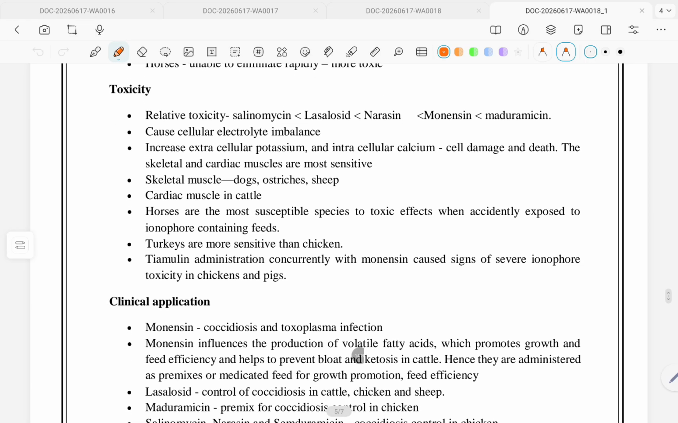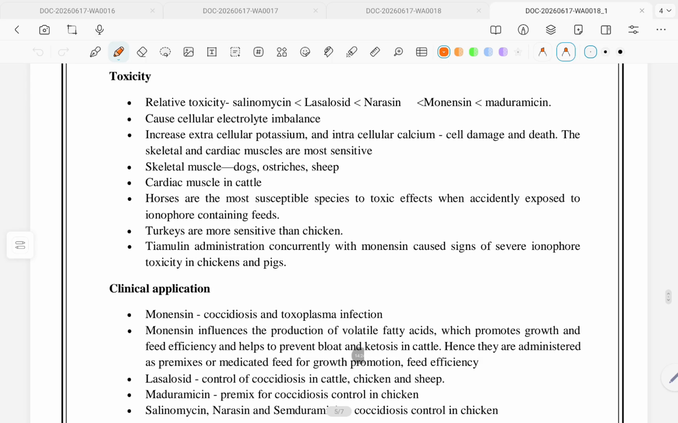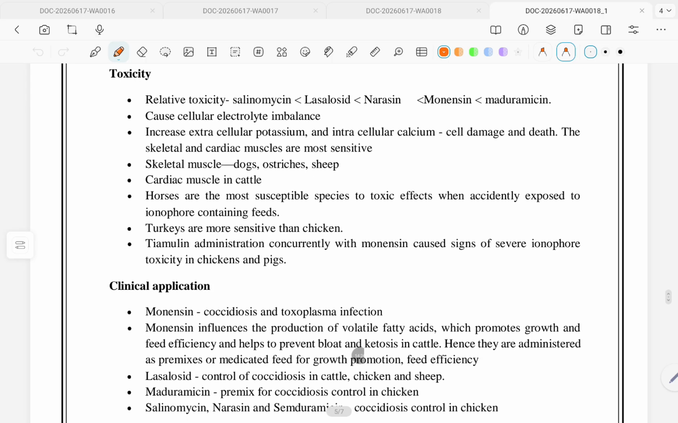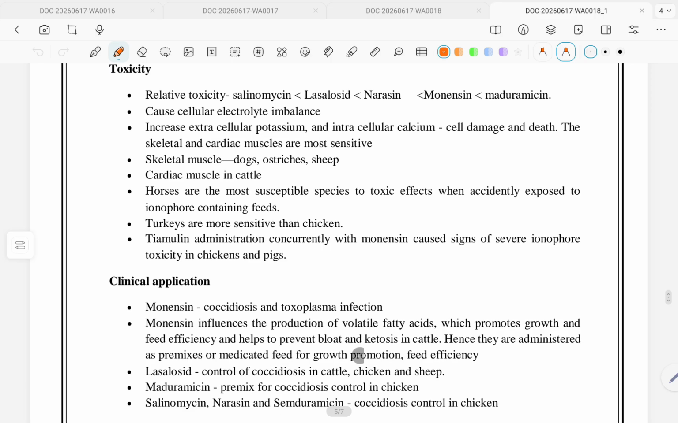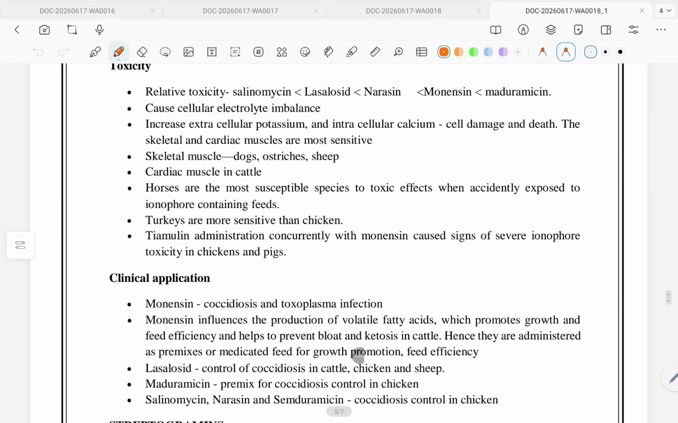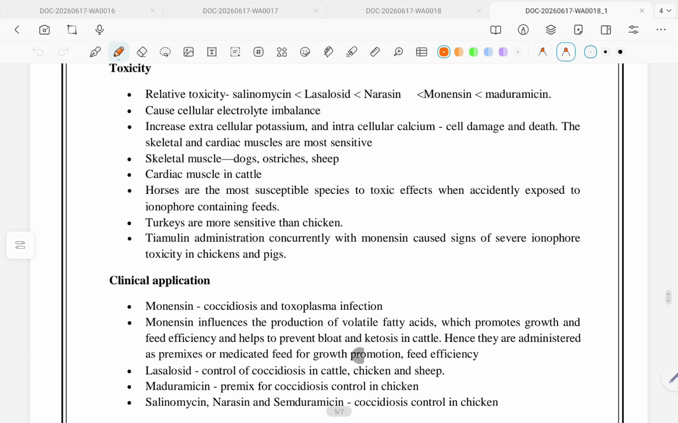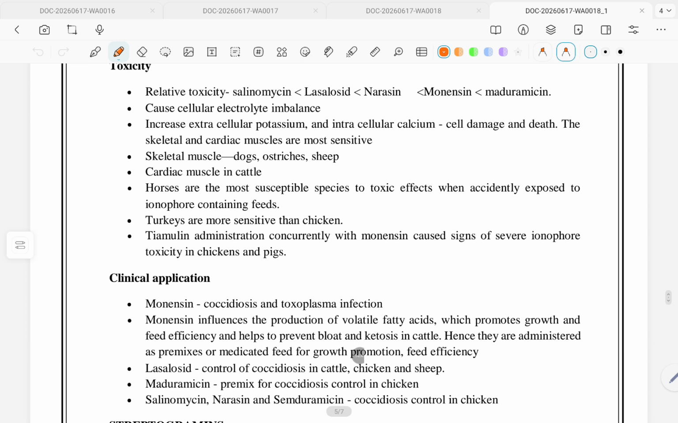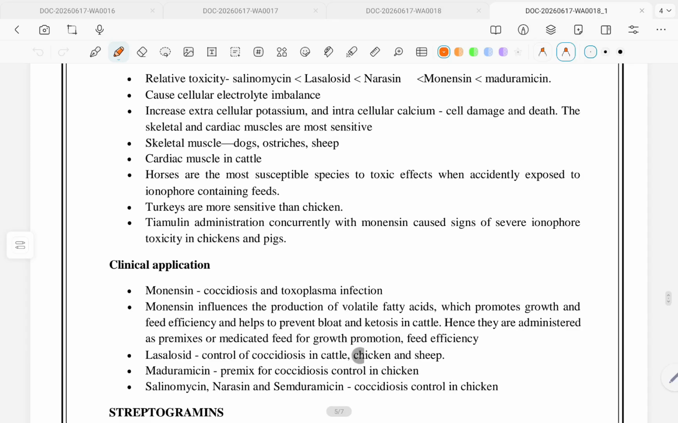Toxicity. Relative toxicity: salinomycin greater than lasalocid, greater than narasin, monensin, maduramycin. Causes cellular electrolyte imbalance, increase in extracellular potassium and intracellular calcium, cell damage and death. The skeletal and cardiac muscle are most sensitive.